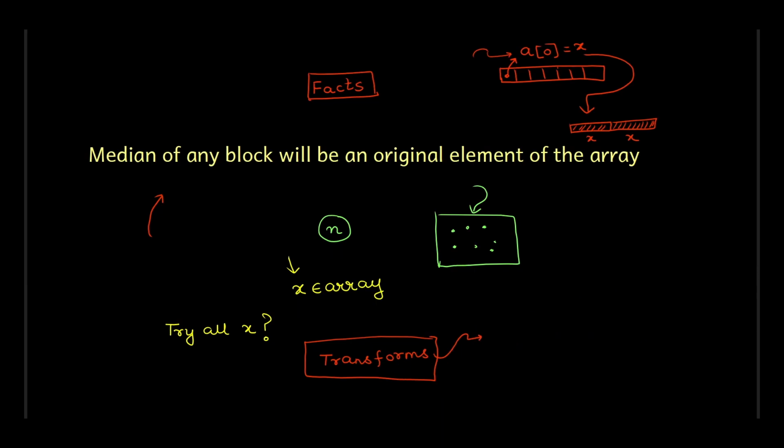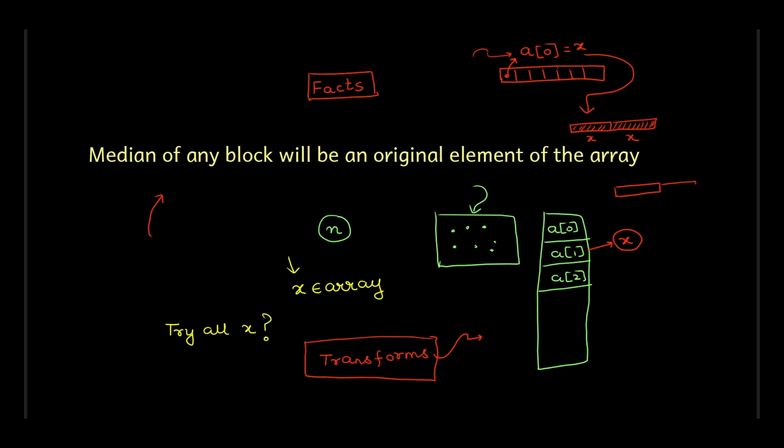You have all the elements in the array lined up. Like let's say this is A of 0, this is A of 1, this is A of 2, and so on. So first you will fix A1 as X, and then you can try out all the possibilities of creating the maximum number of blocks when the median of each block is equal to X.